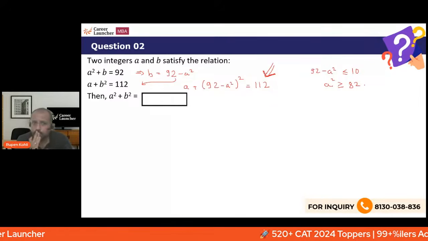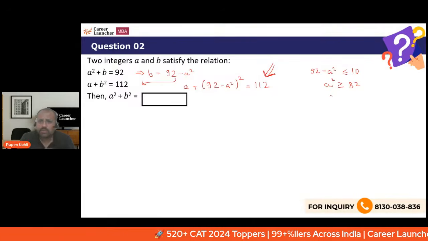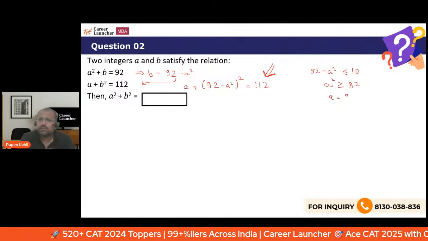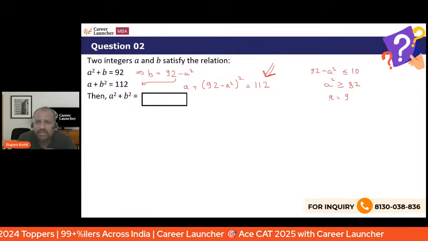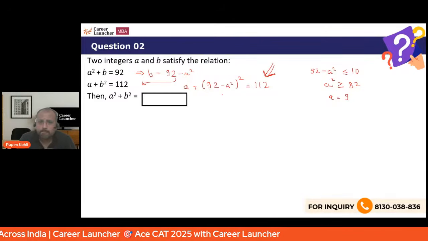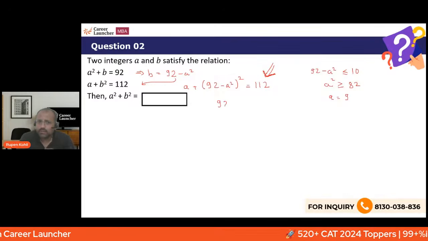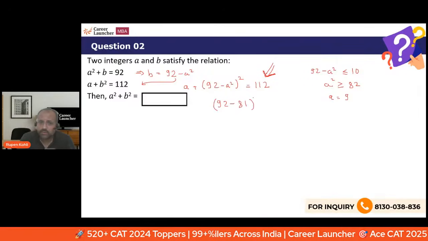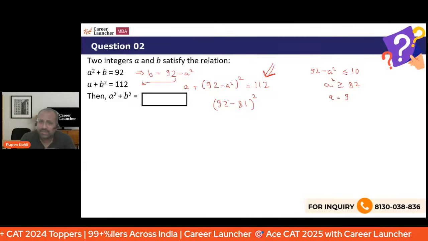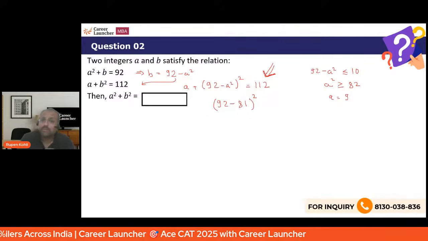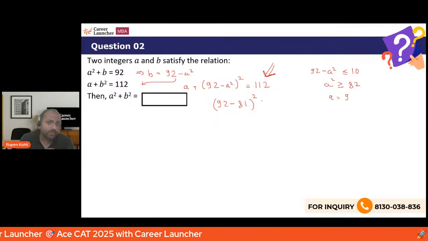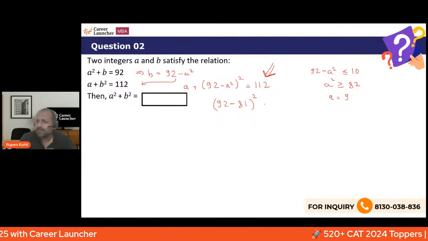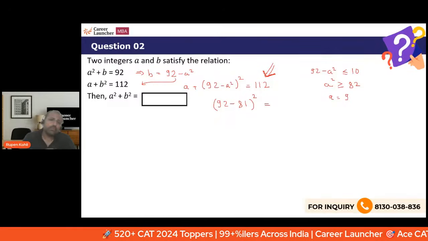So a square is greater than or equal to 82. 81 is 9 square, right? What if I put a equals 9? Will that work? On the very boundary, if I put a as 9, this will cross the limit actually. 92 minus 81, the whole square. If I'm putting a as 9, 92 minus a square is 92 minus 81, this is 11 square, 121. Now I know I have crossed the limit of 112, but just think of this.